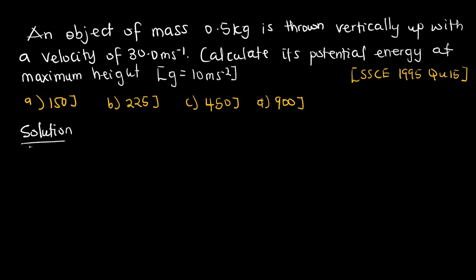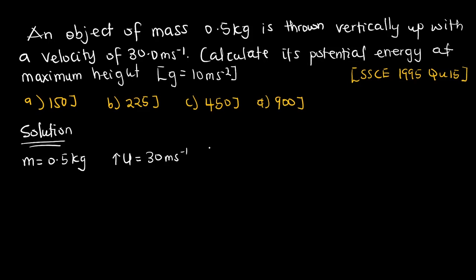Now, the first thing we'll do is write down the parameters that we have. So we have here an object of mass 0.5 kilogram. So our mass is 0.5 kilogram, and kilogram is the standard unit, so there's no need to do any conversion. But this has been thrown vertically upward with a velocity of 30 meters per second, right? So our initial velocity given to us is 30 meters per second. Are we okay? Remember, this was thrown upward. Okay, so it's very necessary.